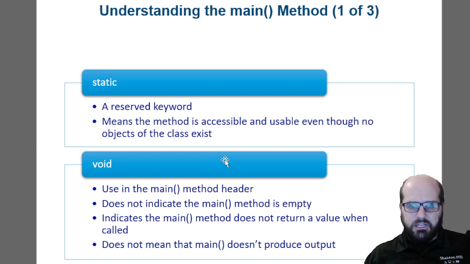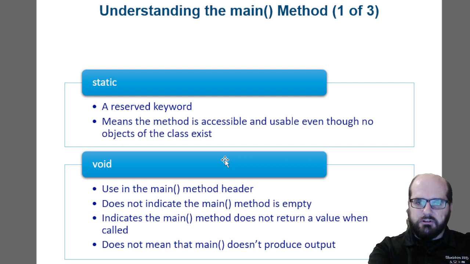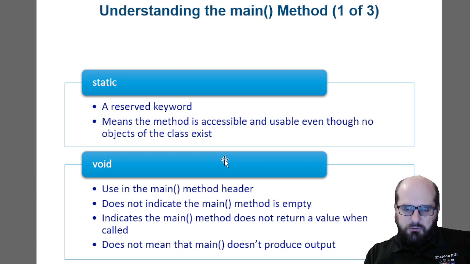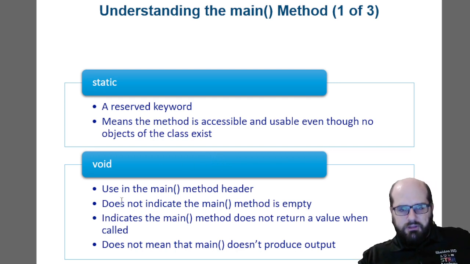Void is used in the main method header. Void just means nothing's going to be returned. It doesn't mean the main method is empty. It means that it's going to return nothing. We don't want to return a value from the main method because the main method is accessed from the outside of the world. We don't want to return something to nothing. It may produce output, but it's not returning anything back from the method. So main can output to the console, but it's not going to return anything outside of that method.